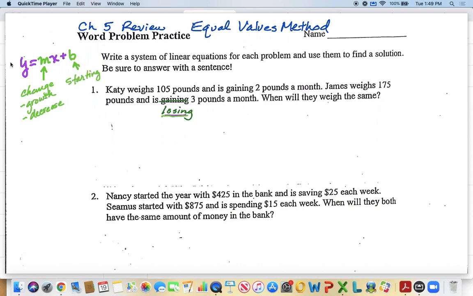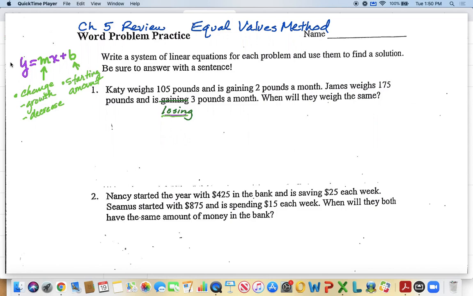So usually in these problems, there is some kind of a starting amount. So that's what we're looking for. We're looking for these two things, either the change or the starting amount. So let's read these problems and see where we can find that.